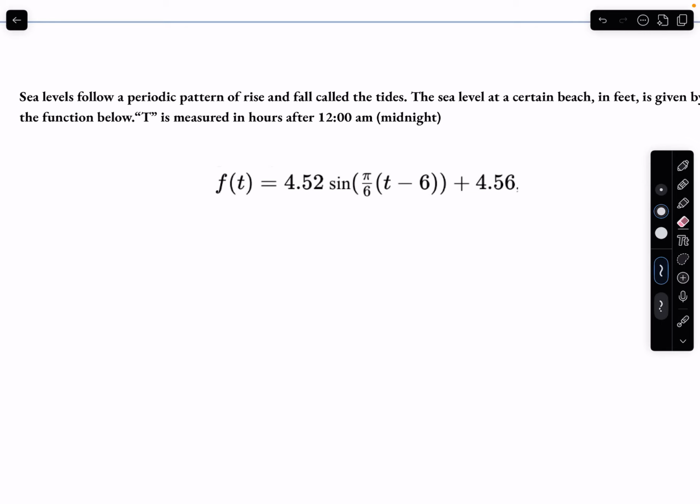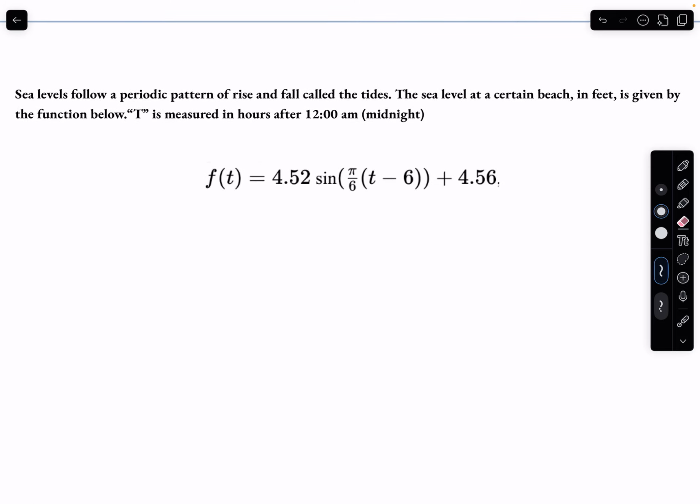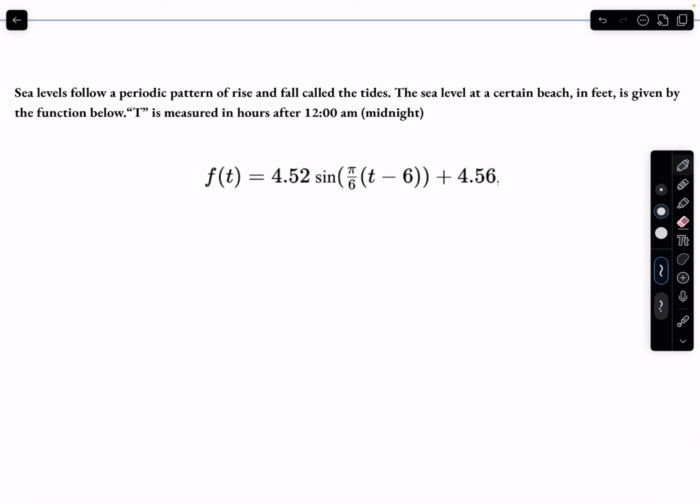Okay, so now we're going to look at if you are given a trigonometric equation, and you're going to try to determine what this graph is going to look like. Now, sea levels rise and fall in periodic patterns. All right, so what we have here is an equation which helps model the patterns of the tides. So let's break this down into little pieces.